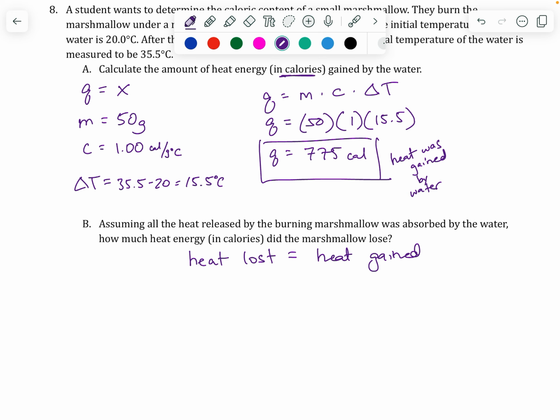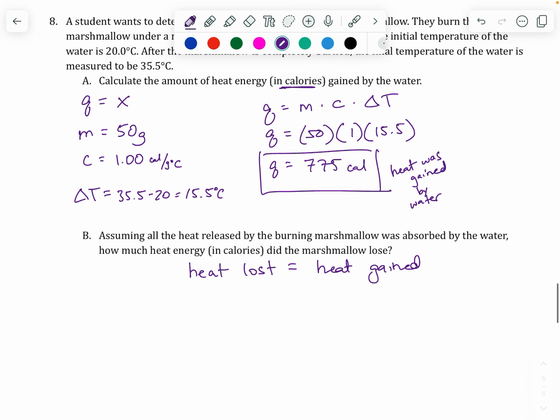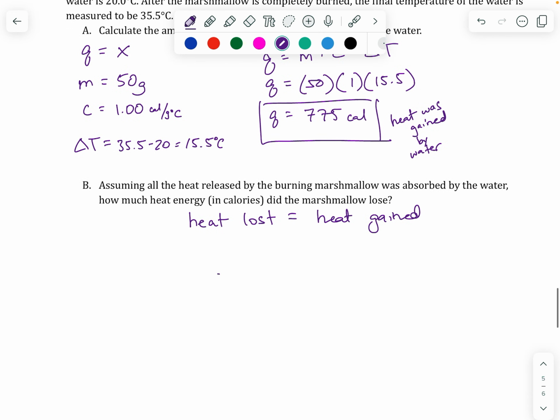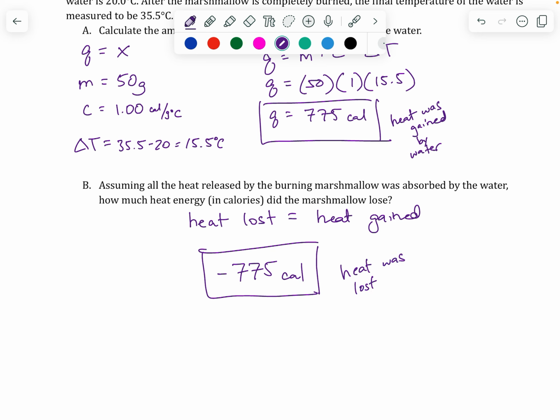Therefore, we don't have to do any math here. The only change is we would say negative 775 calories, right? And that is because heat was lost by the marshmallow. So the value itself is exactly the same. The only difference is that negative sign, because it was released by that marshmallow.